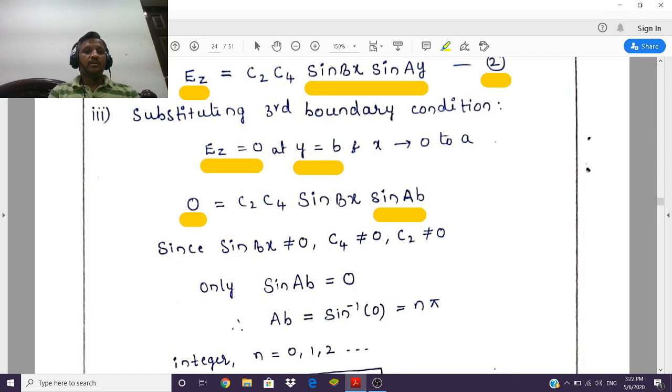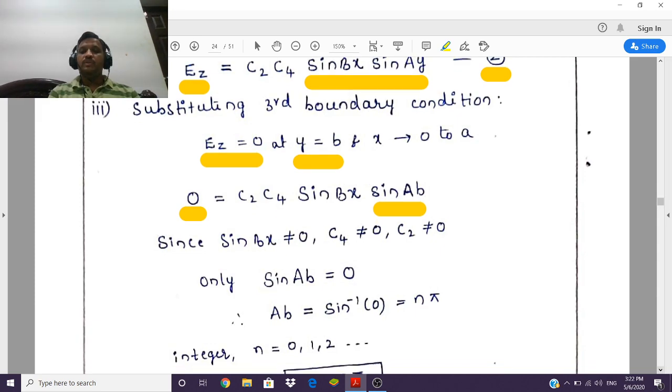Out of this, sin bx cannot be 0, C4 cannot be 0, C2 cannot be 0. The constants will never become 0 here. They will have values. I'll tell you the overall value of C2 C4 at the end. And here the only variable, sin ab, will be equal to 0.